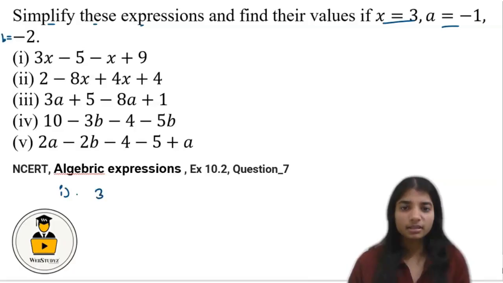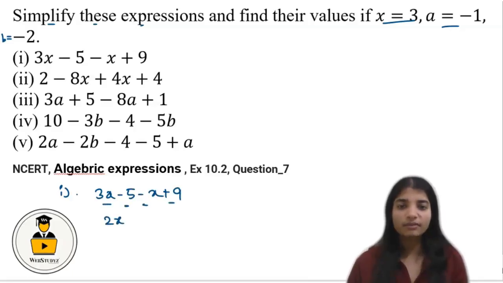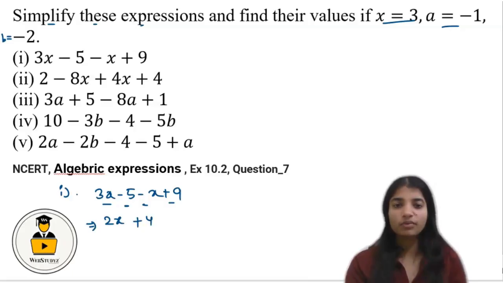Part 1 is 3x minus 5 minus x plus 9. Firstly, we are going to simplify this expression. 3x minus x becomes 2x, and minus 5 plus 9 becomes 4. So in simplified form, this expression is 2x plus 4.